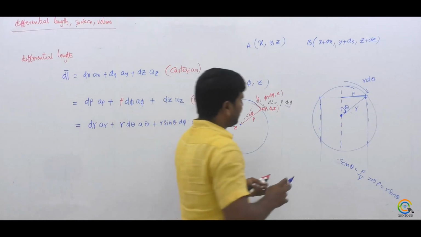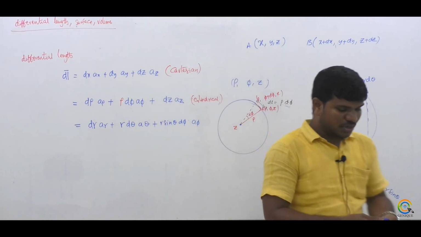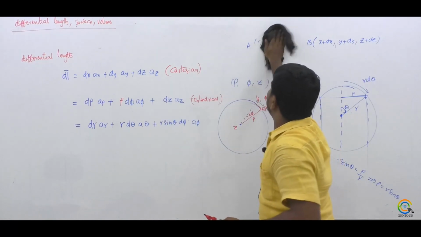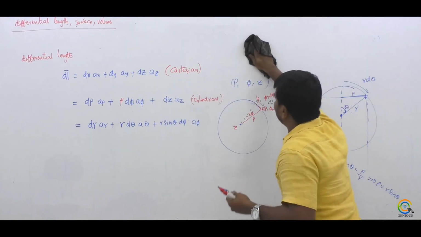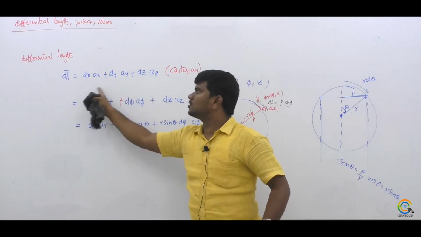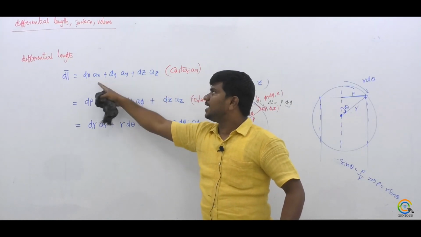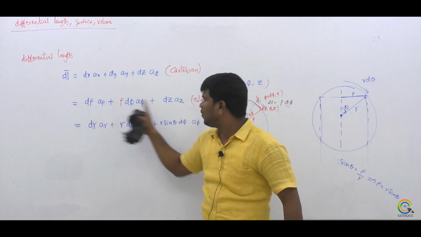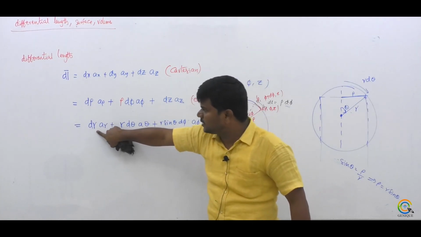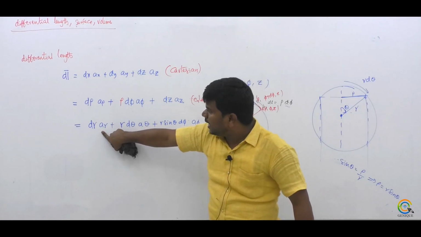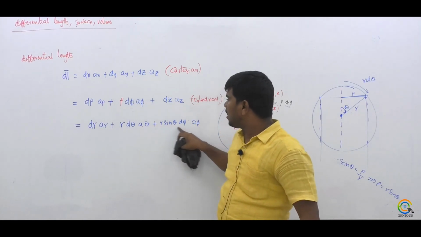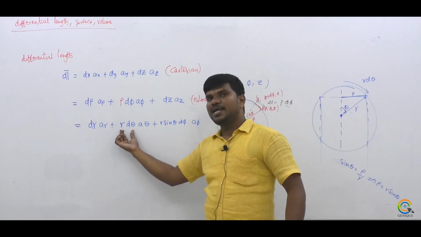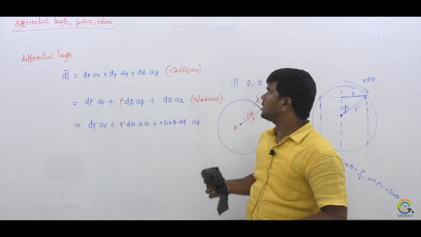Now, if you observe this, wherever there is a distance term, here these all are distances. You can directly write dx ax, dy ay, dz az. Here it is a distance term, so I can write d rho a rho, here also dz az, and dr ar. But these are all angles, so that's why I have to take the displacement in the direction of those angles.